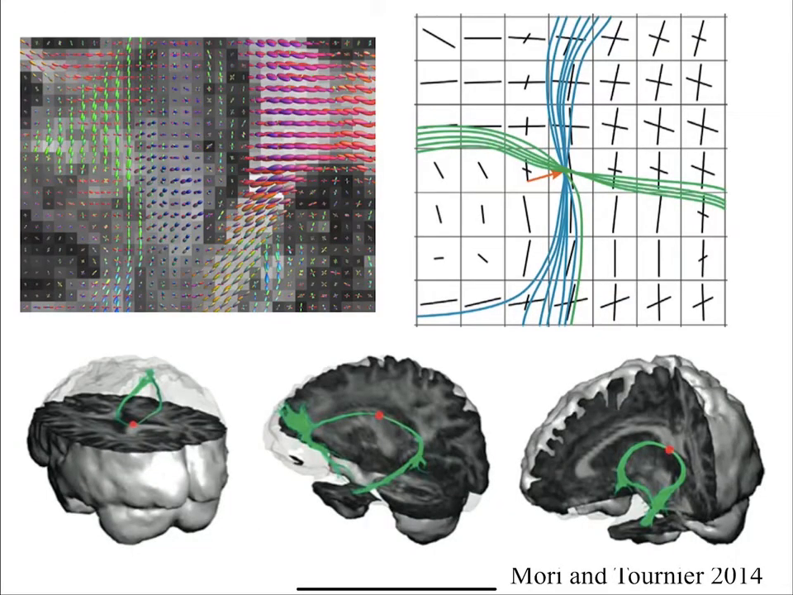But you can take it to the next step. You have all these little ellipsoids with directions, right? So you can try to do some ray tracing and figure out where the fibers are going. And if you do that, you can start making really nice what are called fiber tracks. All right?